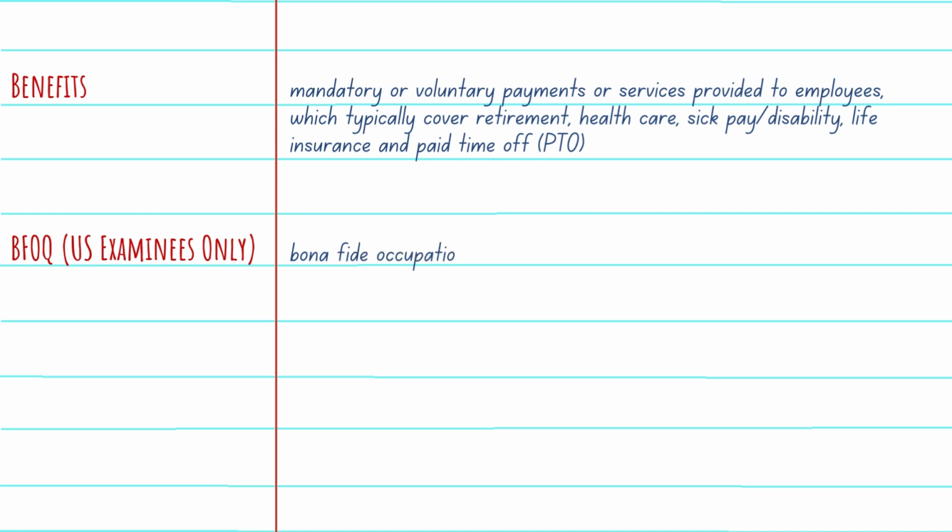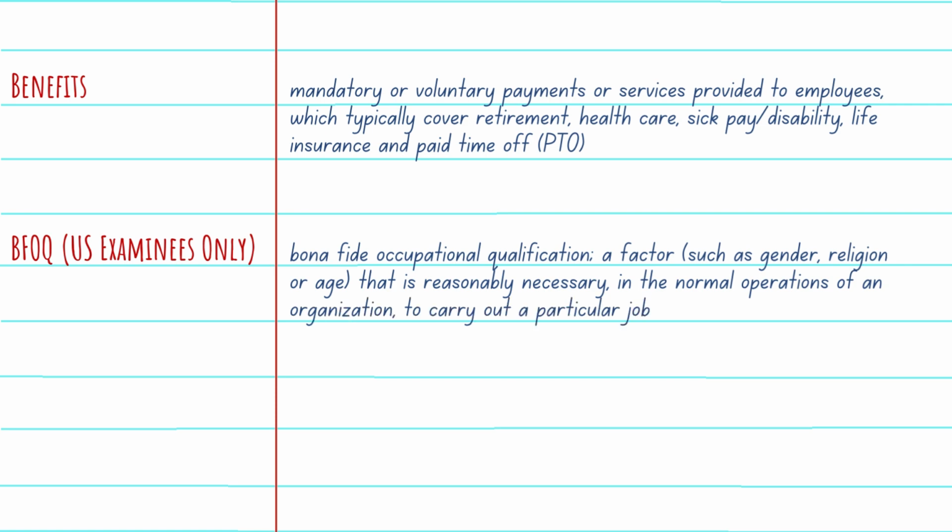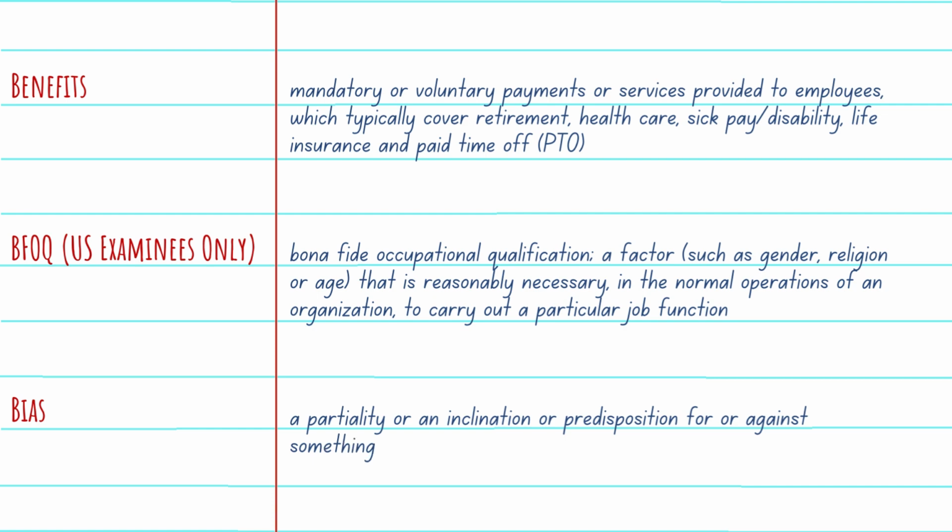BFOQ stands for Bona Fide Occupational Qualification, which is a factor, such as gender, religion, or age, that is reasonably necessary in the normal operations of an organization to carry out a particular job function. A bias is a partiality or an inclination or predisposition for or against something.